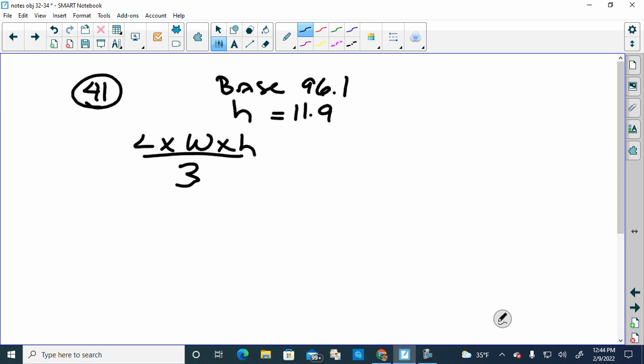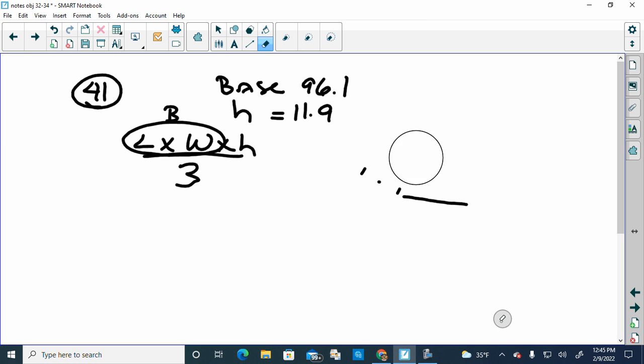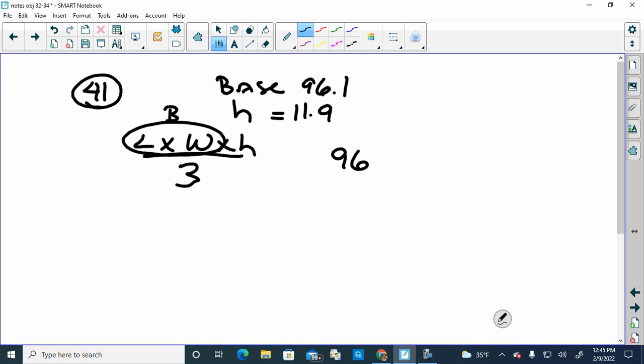Okay, length times width, we were just talking about that. When you have a rectangle and we're finding the area of the rectangle, it's length times width, right? Well, they already told us what the base of that pyramid is. So they already found this part for us. Okay, so there's not a length and there's not a width. This part is actually the base, because they already found it for us. They simplified two parts of it. Okay, so we're replacing that with the 96.1, and then we would multiply that times the height, which is 11.9.